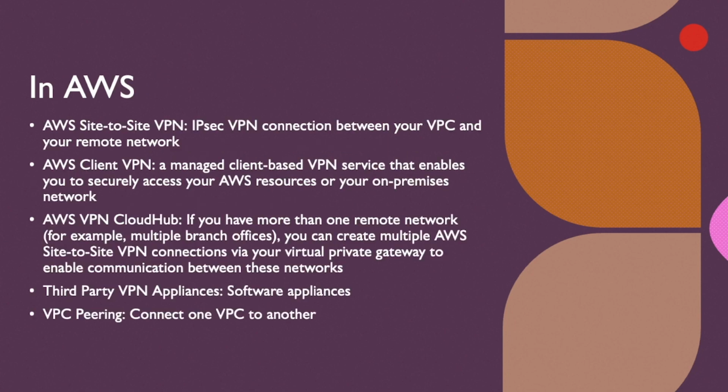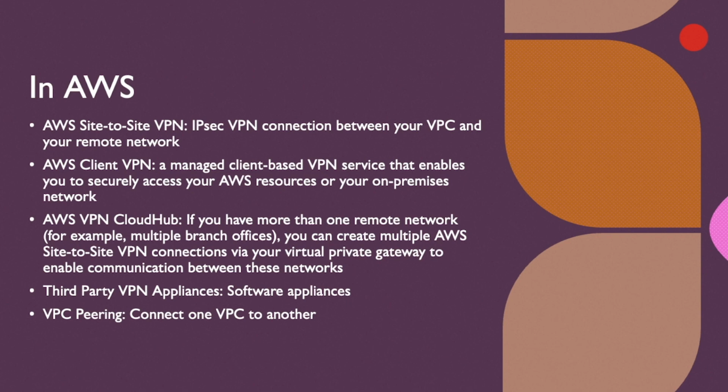Next, for AWS, there are several options. And then you have AWS site-to-site VPN, which is just a VPN connection from your VPC to your remote network. And that remote network could be an office, colo, home, etc. Then you have an AWS client VPN, and it's a managed client-based VPN service that enables you to securely access your AWS resources or your on-premise networks. So what does that mean? Kind of just like any VPN, you have it installed on your machine, you connect to the network, etc. Just a standard client VPN, more or less.